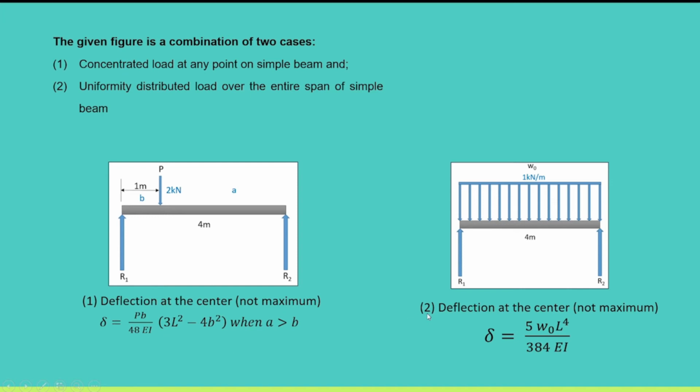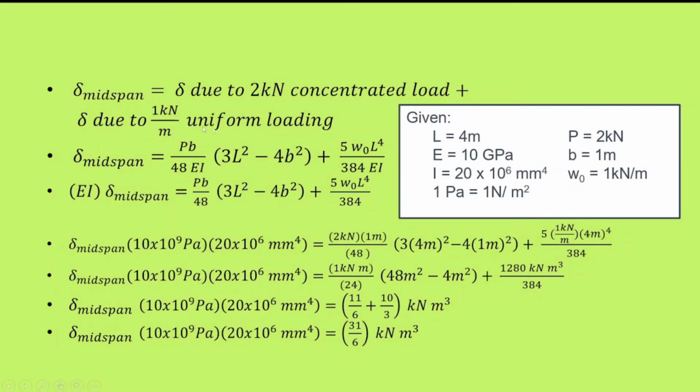For the second case, we will be using the formula for the deflection at the center, which is the delta is equal to 5 times W sub 0 times length raised to the fourth, all over 384 times the Young's modulus and moment of inertia, where the deflection is the delta, W sub 0 is the uniform distributed load over the entire span of the beam. For the equation of deflection in midspan, it is the sum of the deflection due to the concentrated load at given distance and the deflection due to uniform loading.